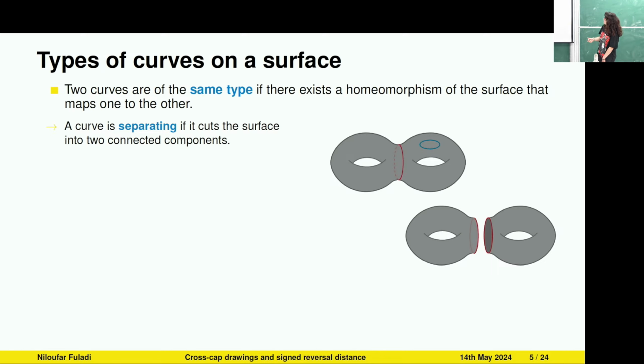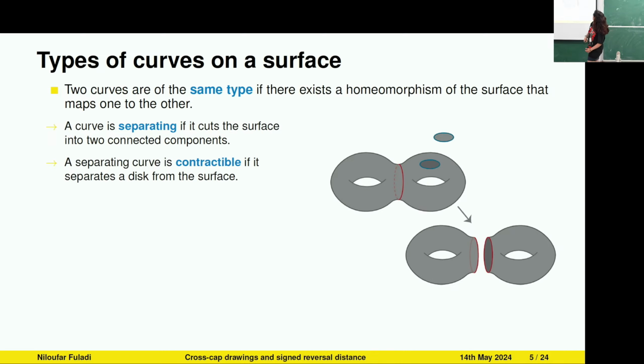So now let's do the types of curves on surfaces. First, what do I mean by type of curves? I mean a homeomorphism type, meaning that if I have two curves for which there is a homeomorphism of the surface that maps one curve to the other, these two curves have the same type. Now for example, let's consider an orientable example with this double torus. A curve is separating if it cuts the surface into two connected components. For example, this red one, when I cut the surface along it, I get these two.